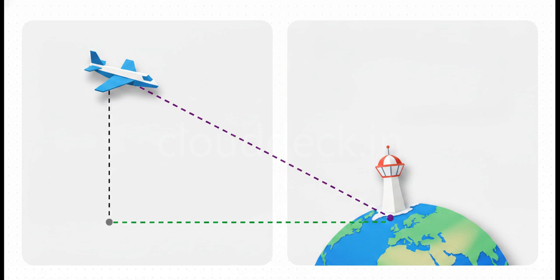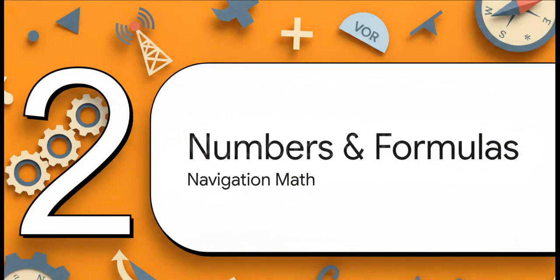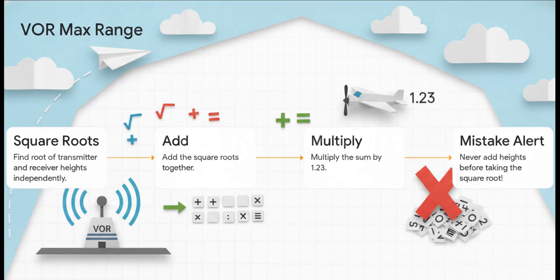But listen closely to this part. DME measures slant range. It measures the direct hypotenuse through space from your aircraft down to the station, meaning it's always going to read slightly higher than your actual horizontal ground distance. Section 2. The numbers and formulas. So the absolutely crucial point here is knowing how to apply the math behind these systems.